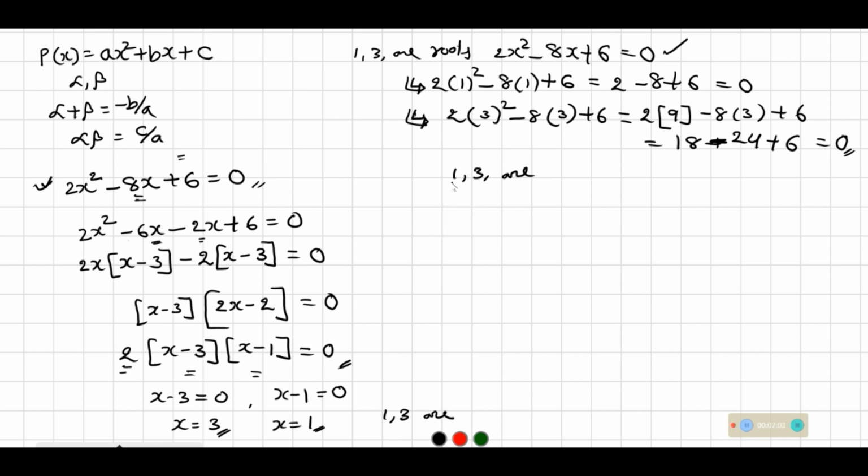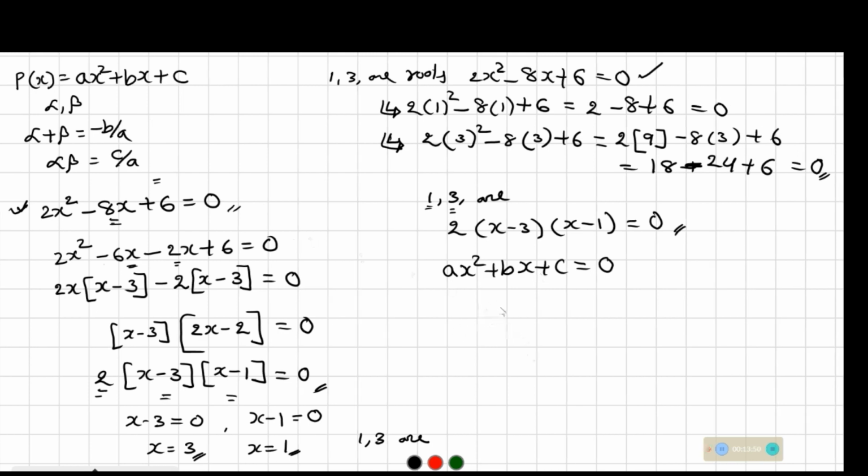So if 1 and 3 are the roots of the equation, then in factorized form we got the expression 2 into x minus 3 and x minus 1 is equal to 0. We got it last time. So I am rewriting the quadratic equation one more time in the general form: ax square plus bx plus c is equal to 0. If it's a quadratic equation, let's take alpha and beta as the roots of this polynomial equation.